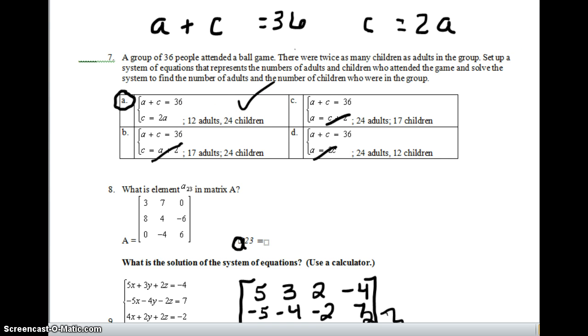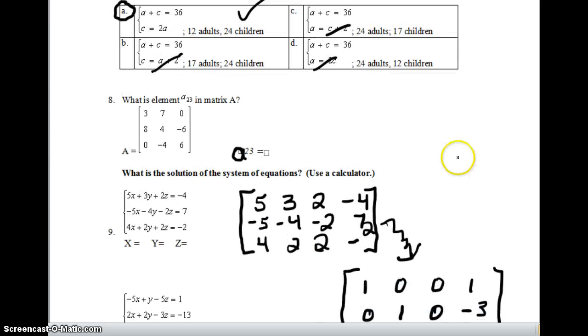Number 8, talking a little bit about matrices. I'm going to scratch this off here. They're asking us to find A, row 2, column 3. Well, let's go to row 2. These are the 1, 2, 3 rows. So I'm going to go to the second row, third column: first column, second column, third column. So A sub 2,3 is equal to -6.